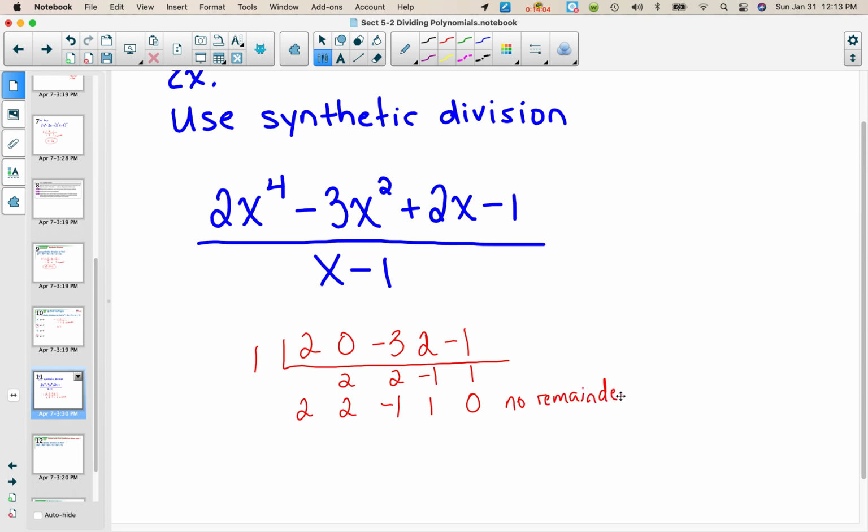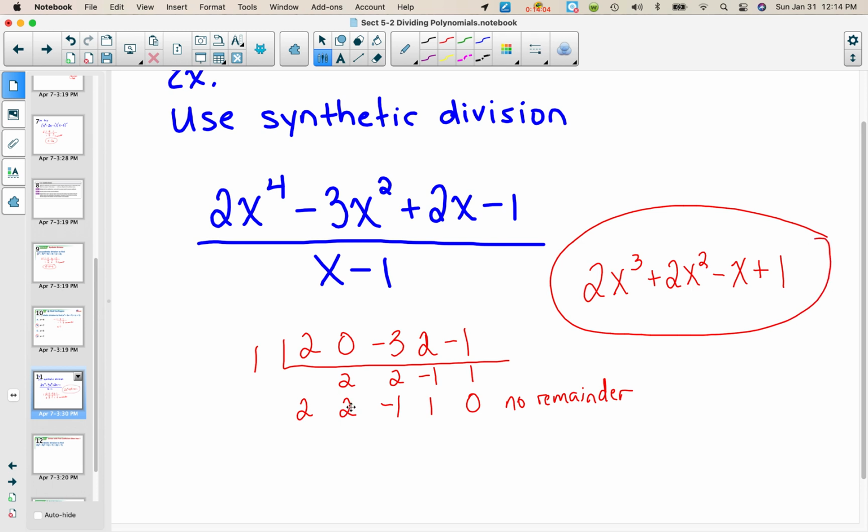So when I get my answer, I drop the power down 1 to get my first variable portion. So that's going to be x cubed. So I get 2x cubed plus 2x squared, because you're going to keep going down one descending order, minus 1x, or I'm just going to put an x, and then plus 1. And that would be my answer. So you just insert the coefficients back into your answer, and you have to drop the power down 1, and then you have to go in descending order of powers.